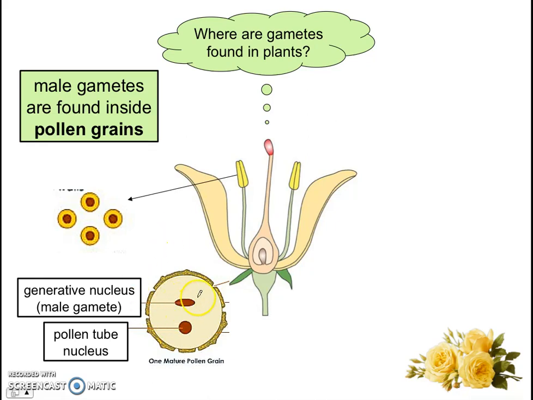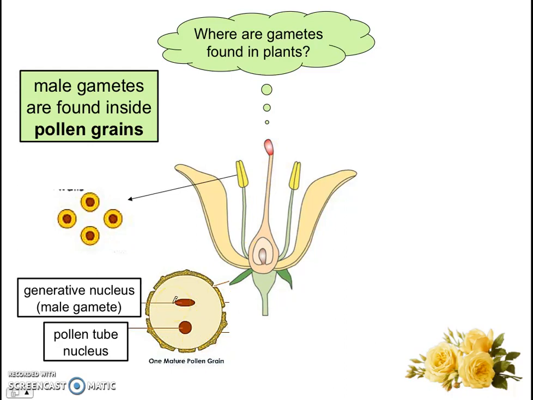So the first nucleus is called the generative nucleus. This is the nucleus that will eventually fuse with the egg. And so this nucleus is actually the male gamete. The other nucleus is called the pollen tube nucleus, and we'll see later that it has an important role. It's kind of like, it will sacrifice itself to help the generative nucleus reach the egg. So this nucleus is going to become a pollen tube. It forms a pathway for the male gamete, the generative nucleus, to travel down to meet his egg cell. So this is a very nice sacrificial guy, but he doesn't fuse with the egg.